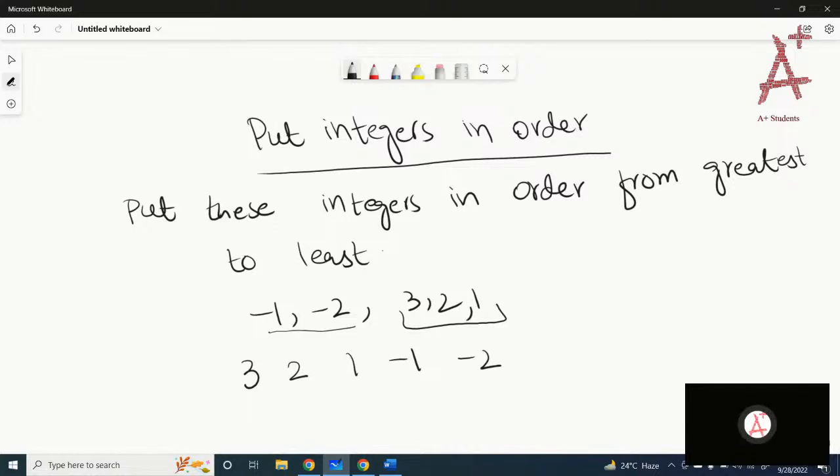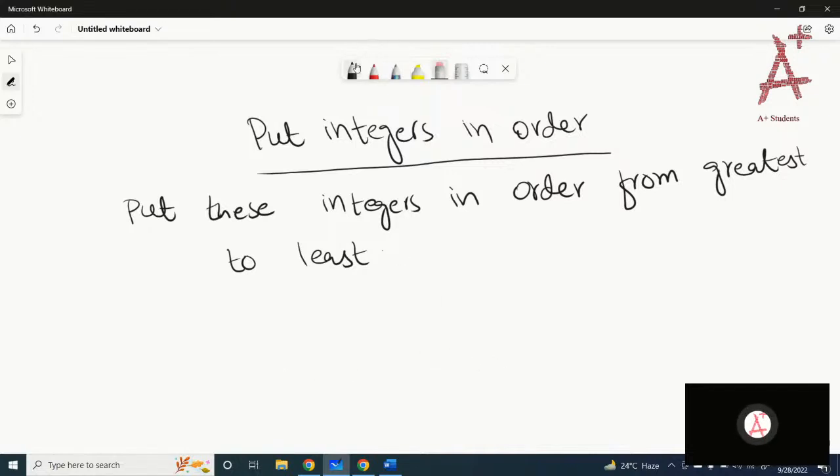Okay, let's do another example. Put these integers in order from greatest to least, and the numbers are 3, 1, 0, 2, and 3. All the numbers are positive, and you know how to arrange them from greatest to least. 3 is the greatest, then you have 2, then you have 1, and then you have 0. Got it?